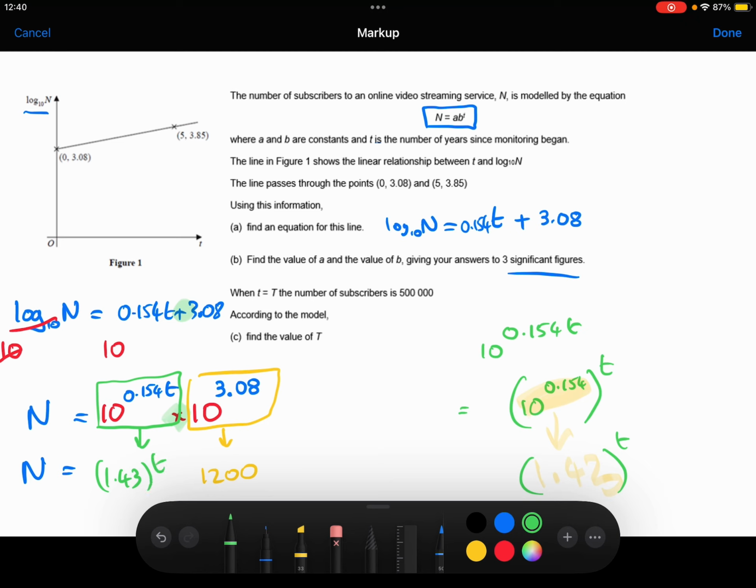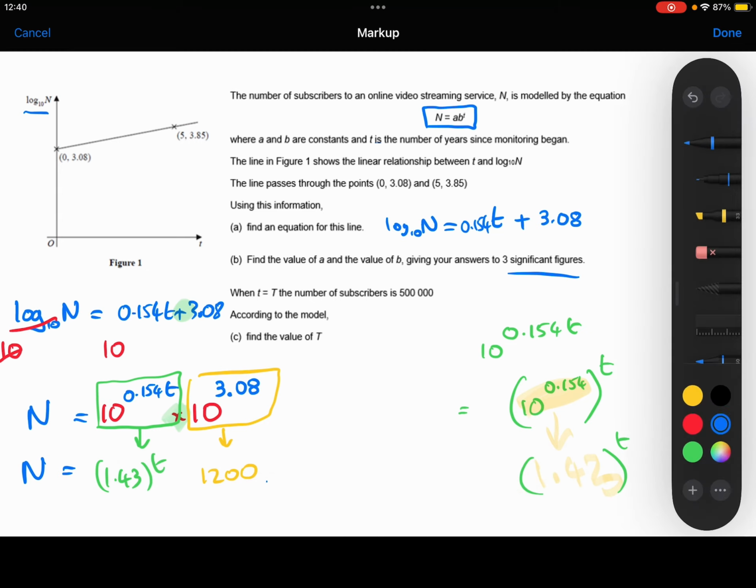So, therefore, my n, I can swap these two terms around just to write it with the number at the front and the algebraic term at the back. 1,200 is the A and 1.43 is the B. And that's part B of the question done.